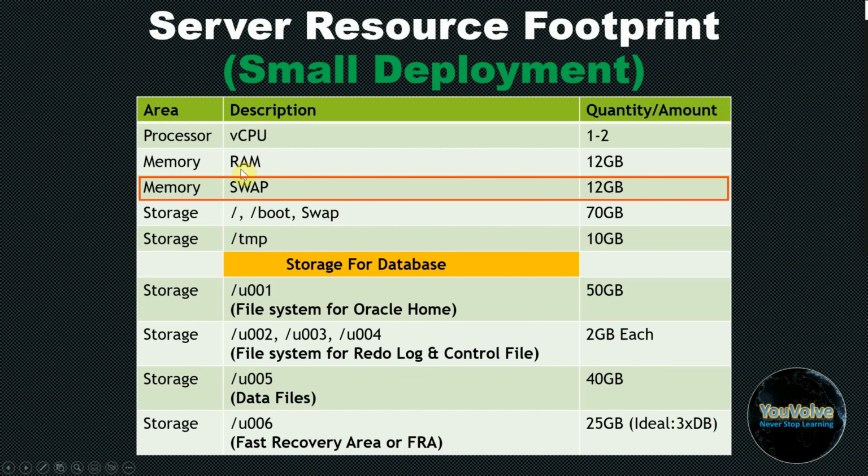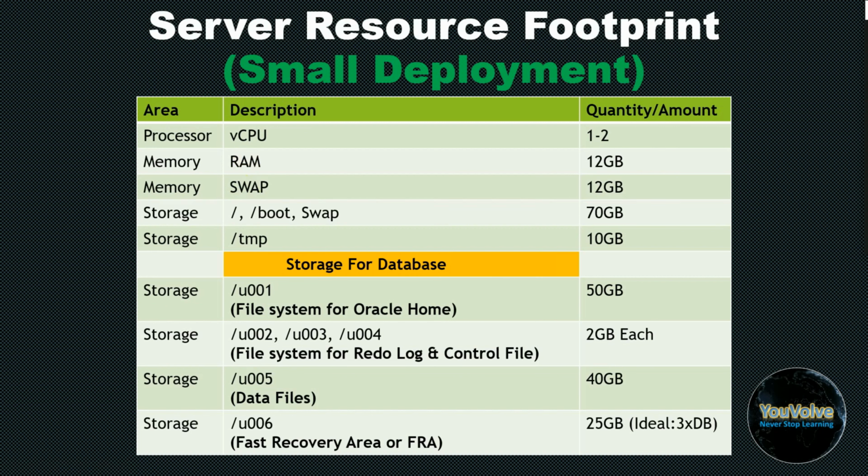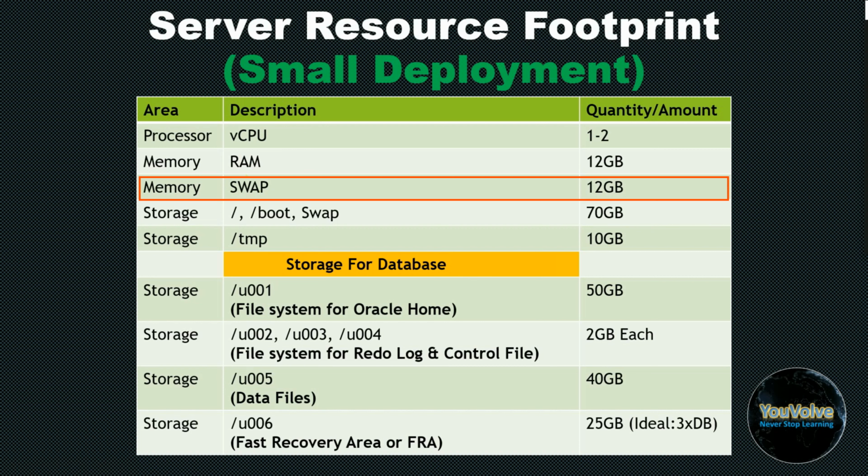Next, the swap. As per the Oracle recommendation, swap size should be calculated based on the size of the physical memory, or the RAM. For a RAM size between 1 to 2 gigs, the swap size should be 1.5 times the RAM size. For a RAM size between 2 to 16 gigs, the swap size should be equal to the RAM size. And for a RAM size over 16 gigs, the swap size should be 16 gigs. So in our case, the swap size will be 12 gigs because our RAM size is also 12 gigs.